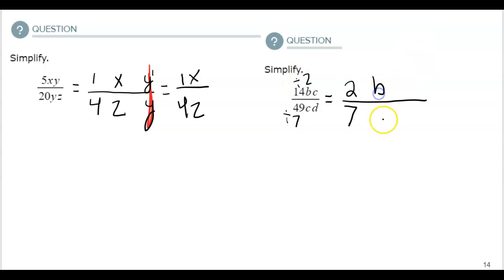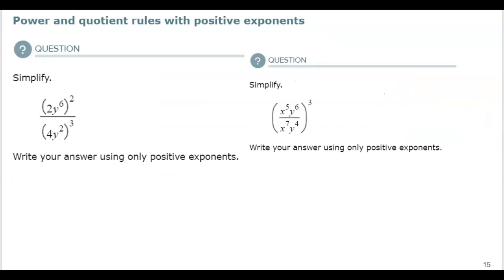I end up with a b, a d, and a c over c. These cancel out, and I end up with that. Okay, this is kind of combining a few of the rules. But I would distribute the 2, so I get 2 squared y times that.